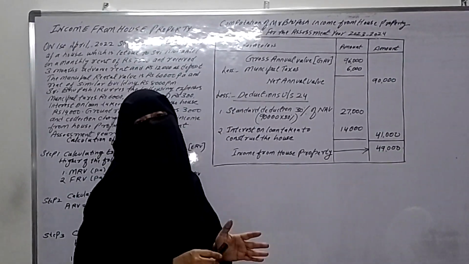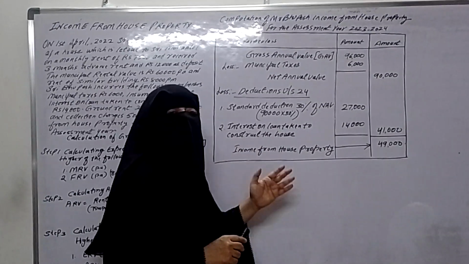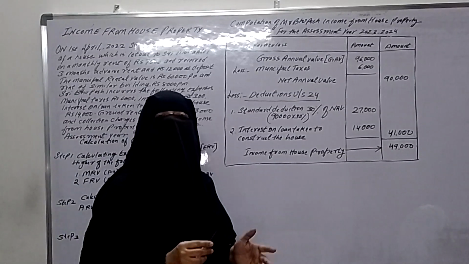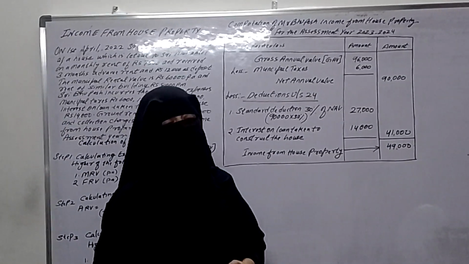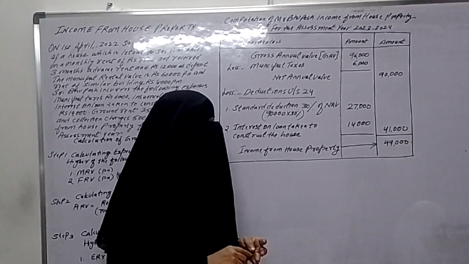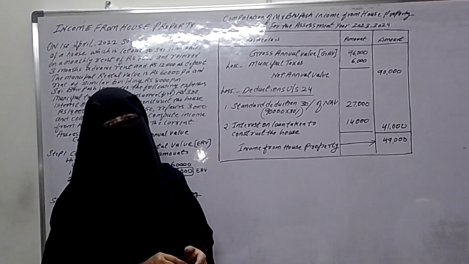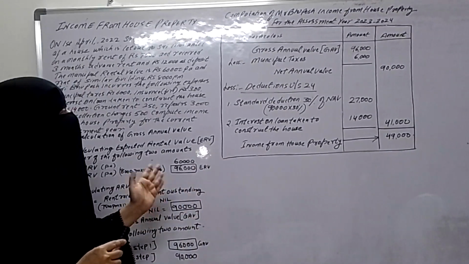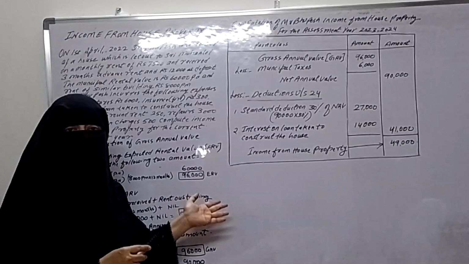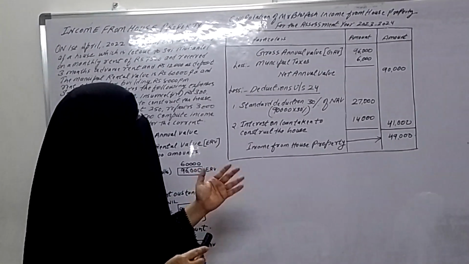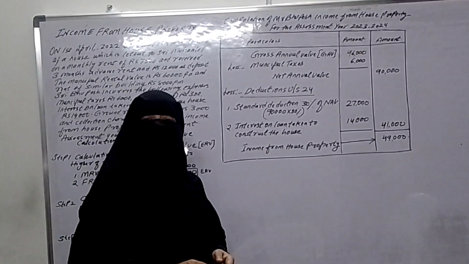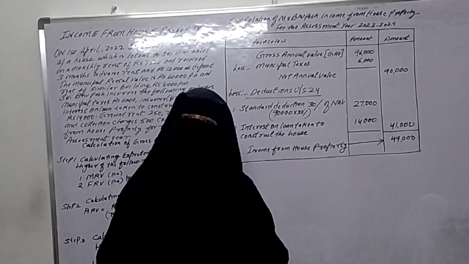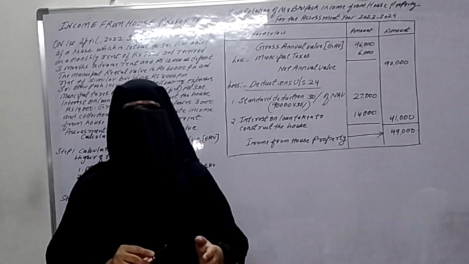So when positive value is there, that answer represents income from house property. If negative value is there, that represents loss from house property let out. So in this problem, income from house property is 49,000. So students, with this we complete the question on income from house property. How to calculate income from house property? I just showed you. In my next video, I will show you how to compute income from house property when standard rental value is given.